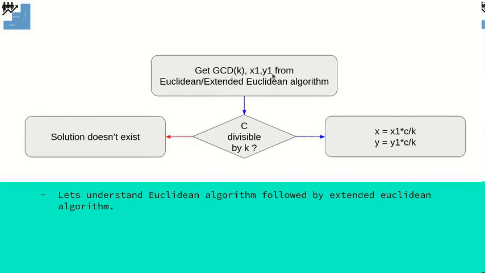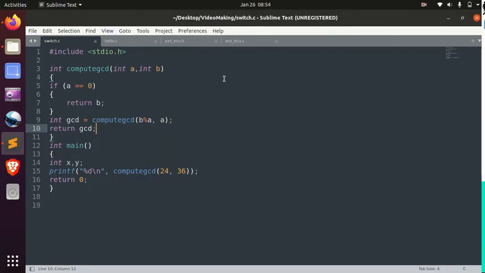So we had a comma b, and we found x1, y1 and the GCD using the Euclidean or extended Euclidean algorithm, and we see that if c is divisible by k, then we have a solution which is this, otherwise we don't have an integer solution. Okay, so before moving forward, we will quickly understand the Euclidean algorithm and extended Euclidean algorithm.